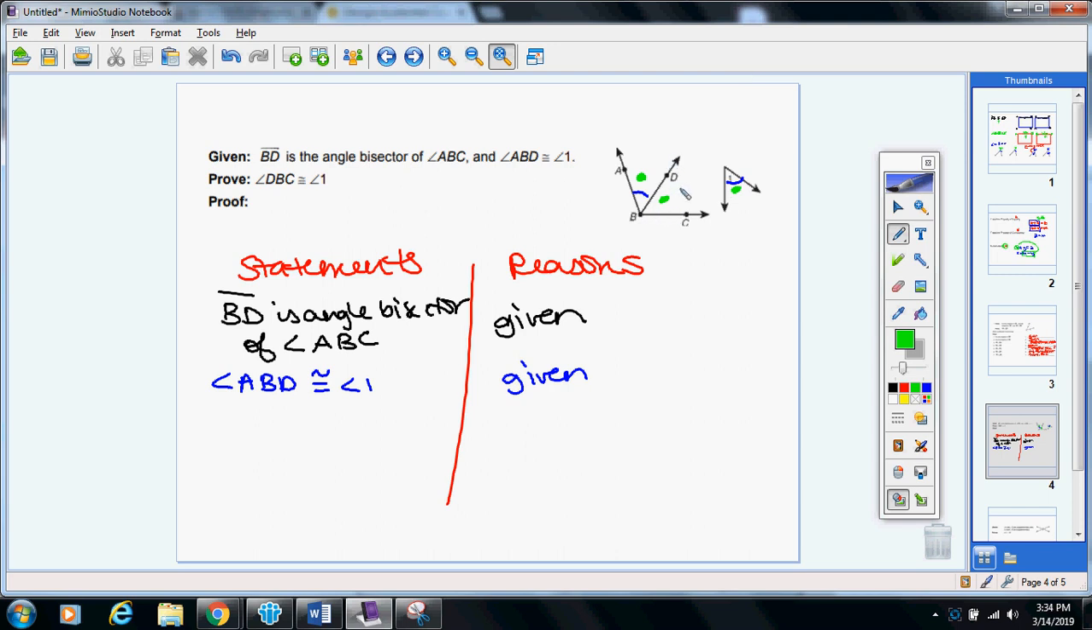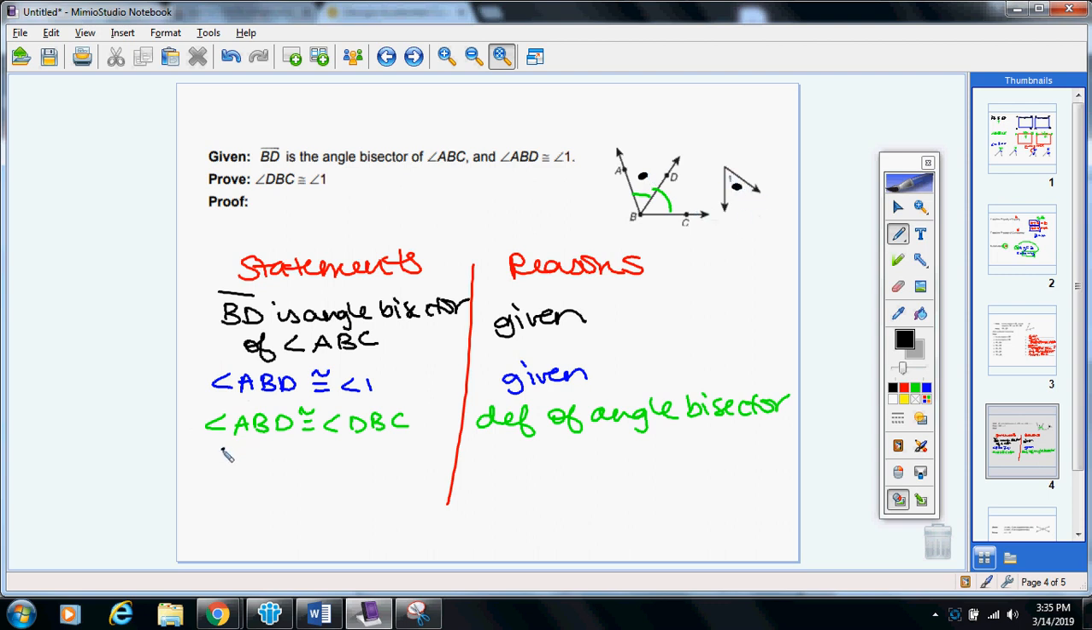So, first of all, what I want to say is if BD is a bisector, then that means that angle ABD is congruent to angle DBC by definition of angle bisector. Okay, so these two angles are congruent to each other by definition of angle bisector. And so then we've already shown that these two angles are congruent to each other because that was given.